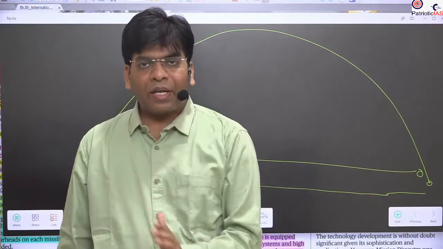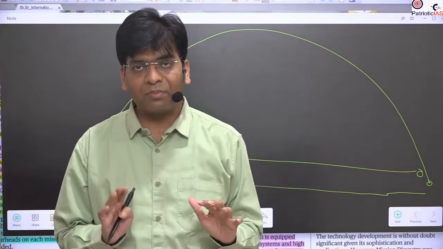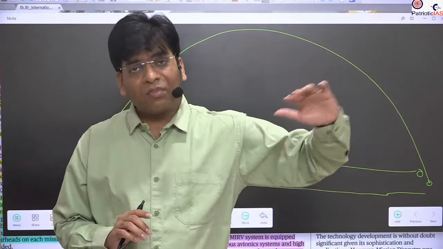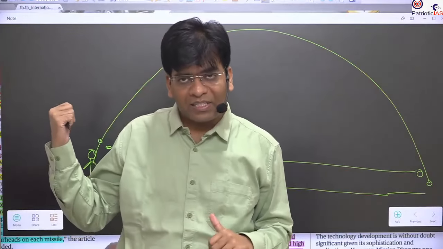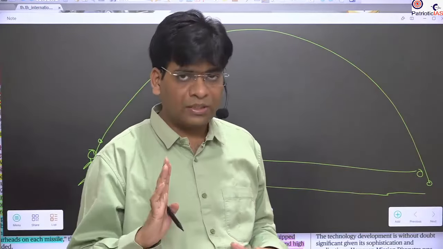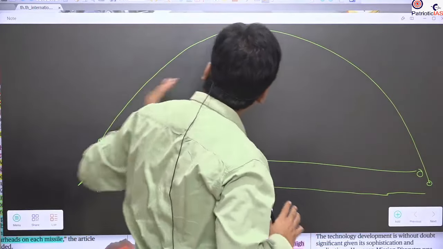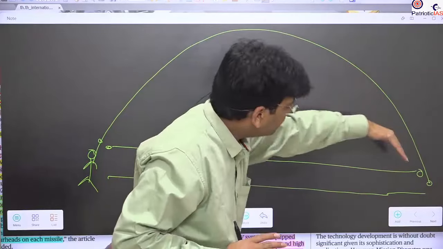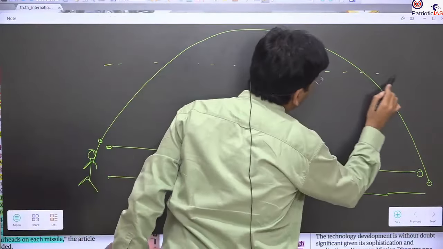In the same way, a long-range ballistic missile has a range of 5,000 to 6,000 kilometers. The same is with the Agni 5. The range is 5 to 8,000. And if it has to go, this will be the projectile, and it goes much higher, out of our atmospheric system.